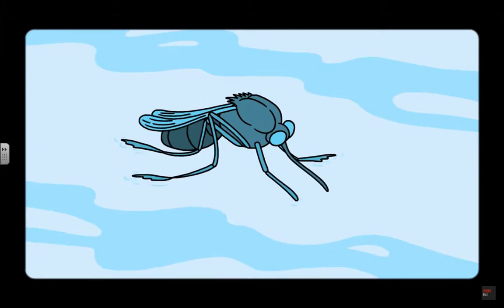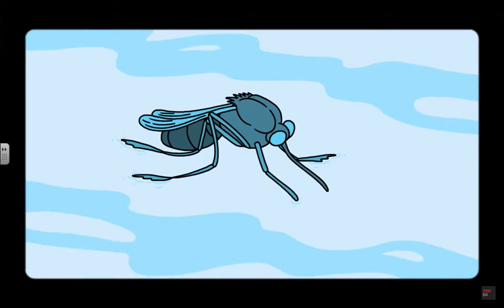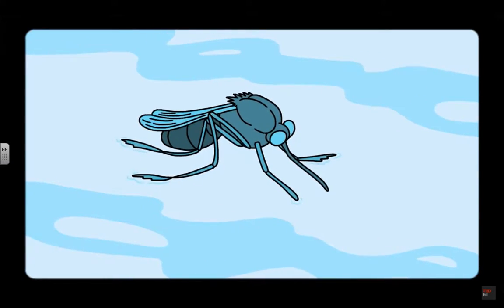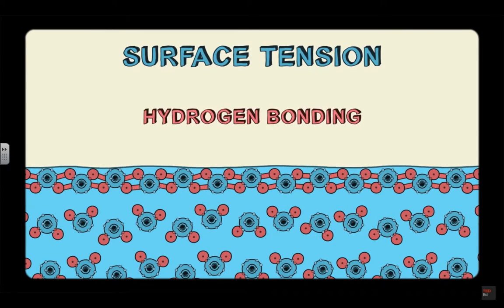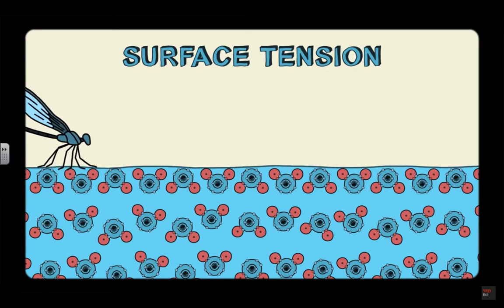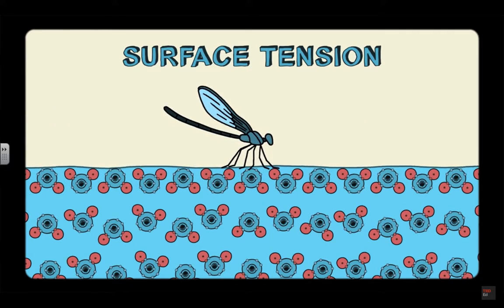Now, think back to the initial questions. First, why are some insects able to walk on water? Surface tension, due to hydrogen bonding, creates a thin film on the surface of water that gives enough resistance for super light insects to walk on.